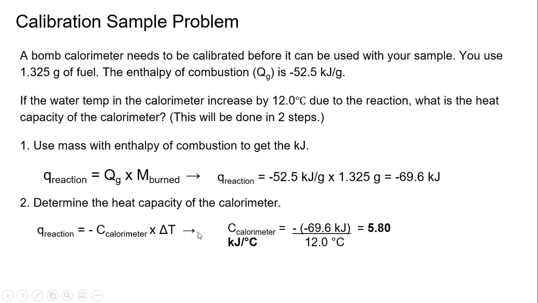So what I did is I pulled this to this side and put my Q reaction on top and my change in temperature on the bottom. Basically, I brought this over, left this, and then brought the negative sign over. Pretty much isolate C for calorimeter. It's just simple math that you should already know. It's a little confusing here. Anyways, my calorimeter is 5.80 kilojoules over Celsius.